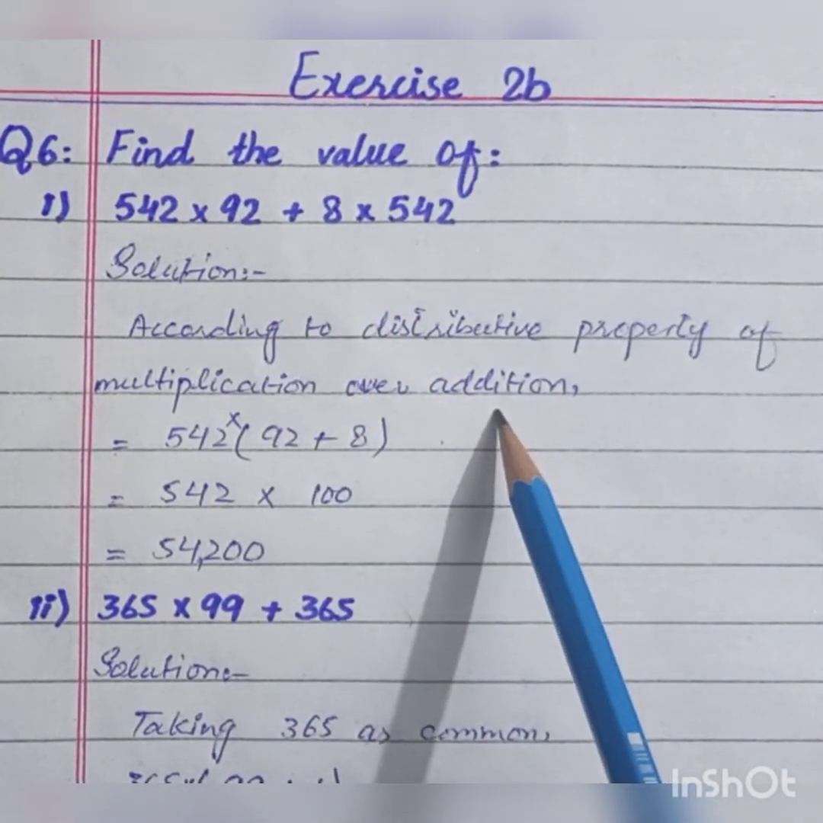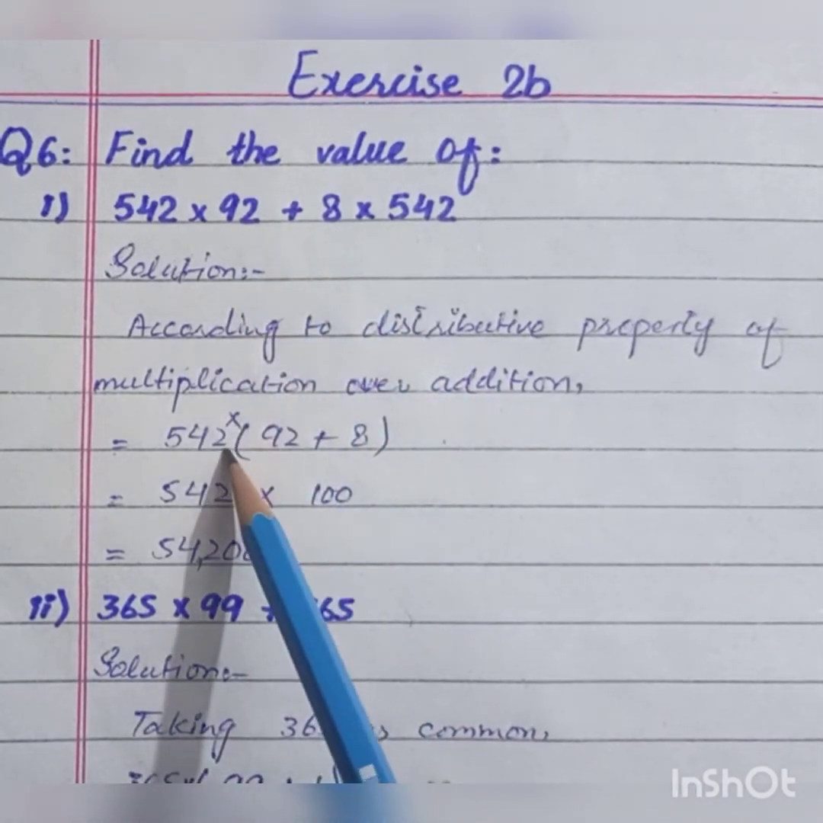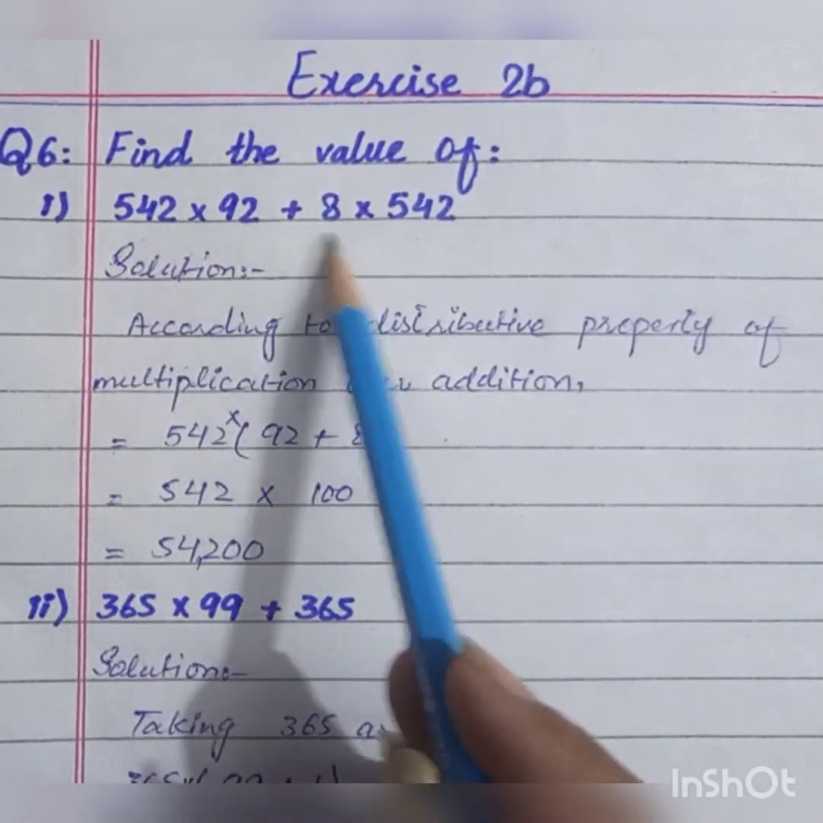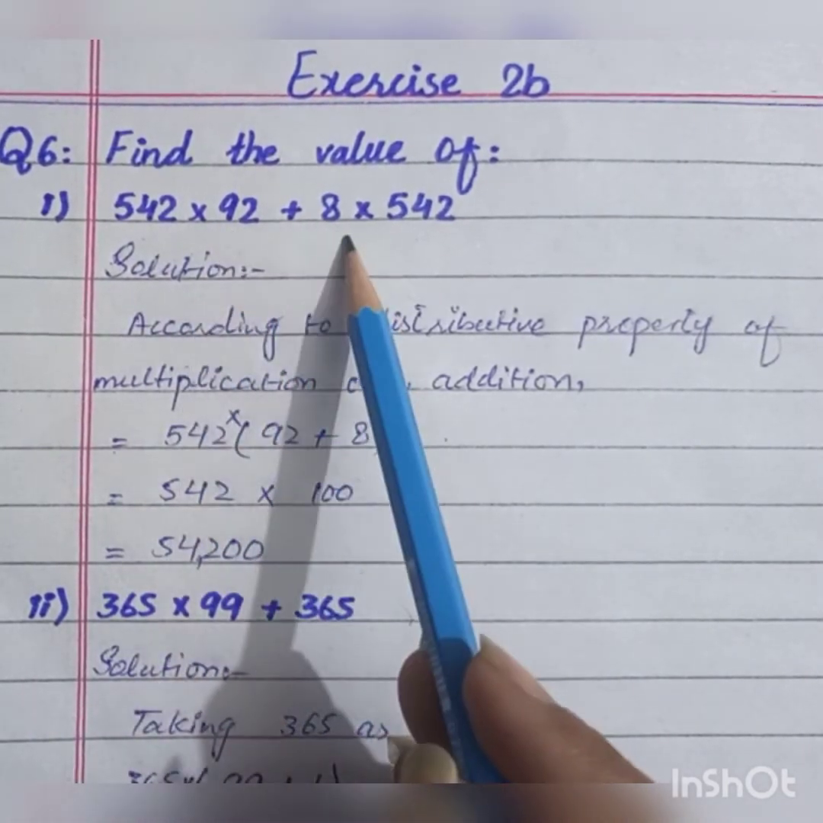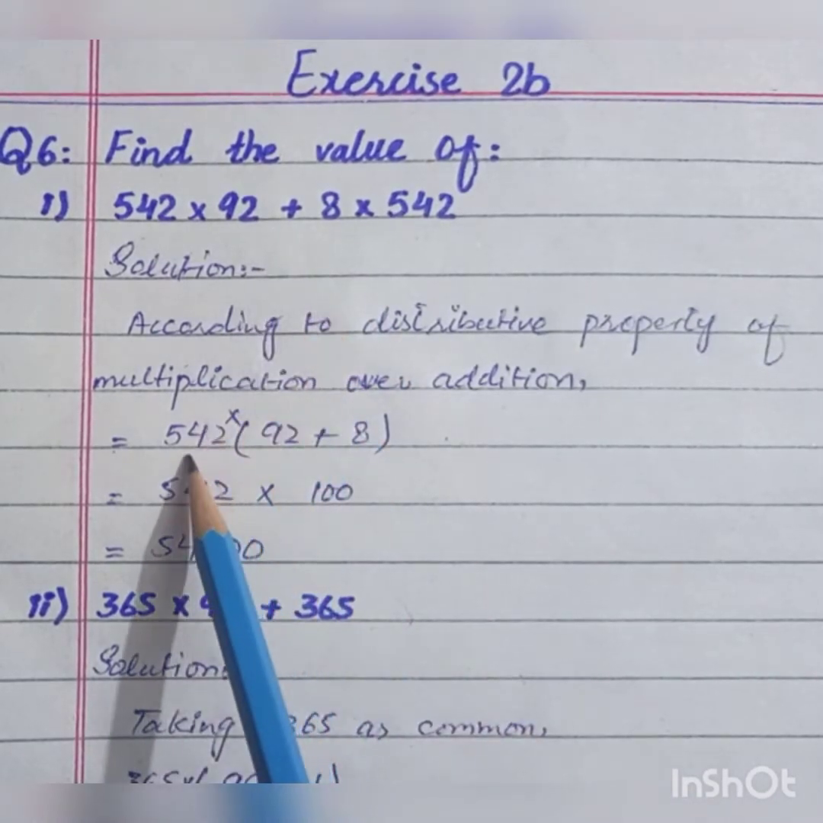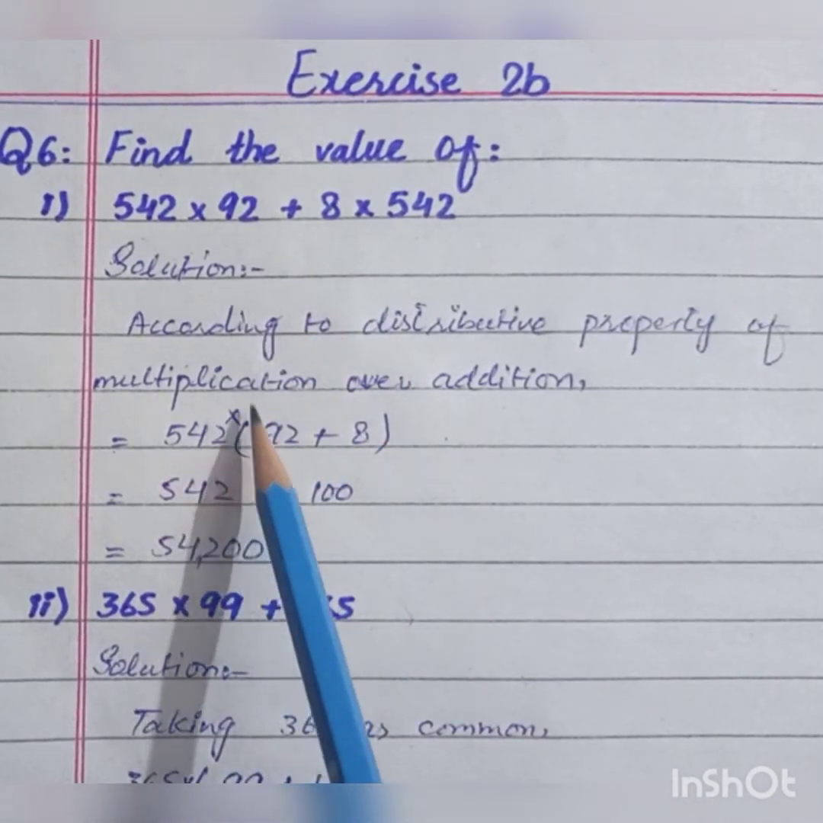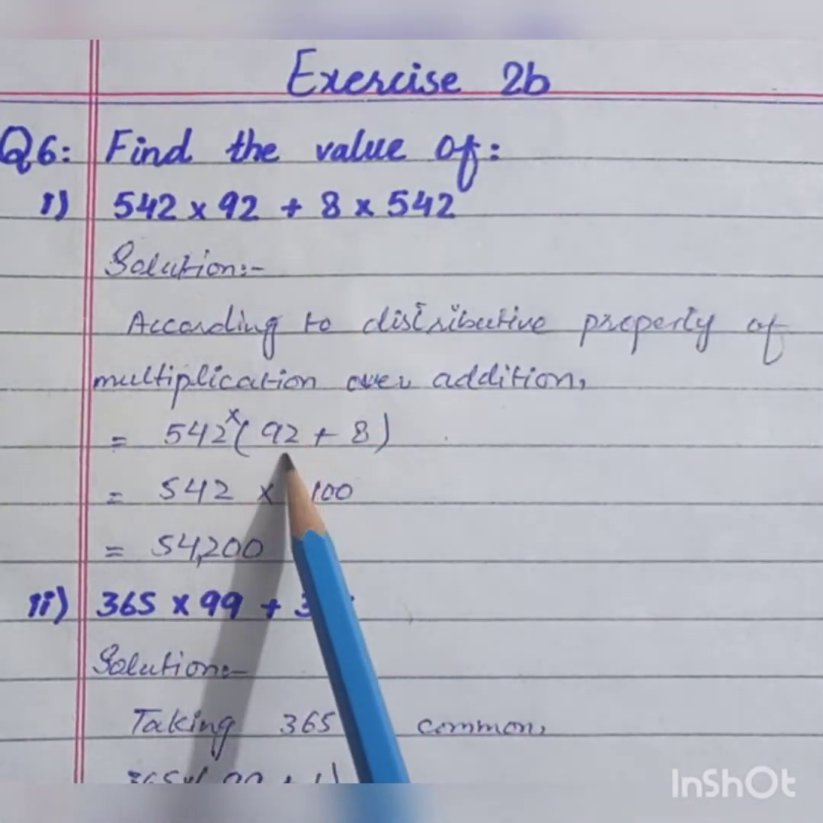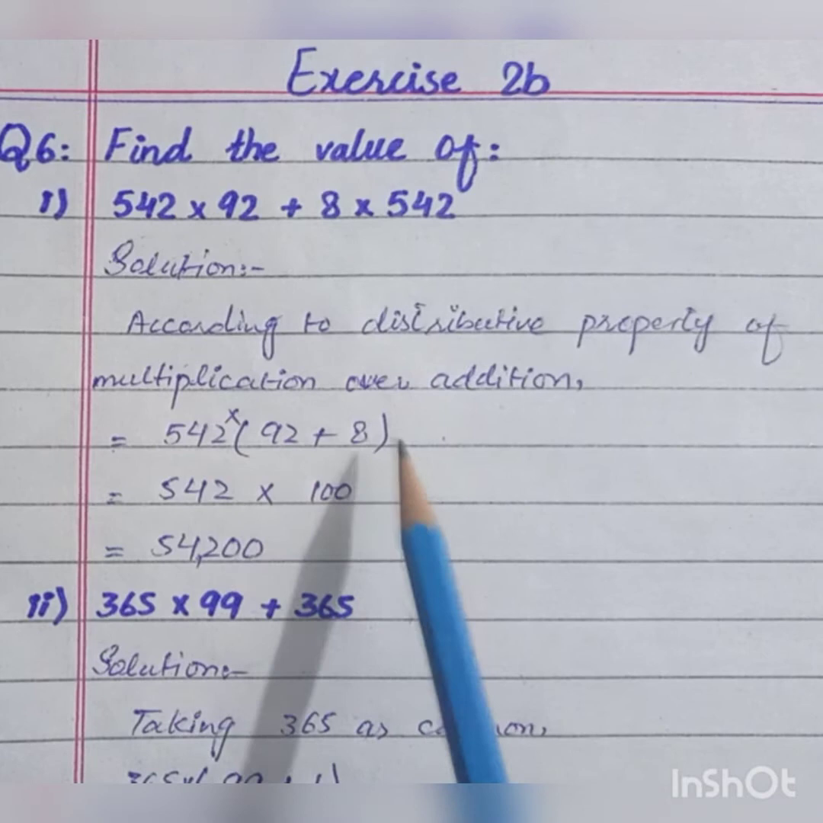How distributive property of multiplication over addition exists? Let's see. Students, here we can see that 542 number is multiplying to the both 92 and 8, and both of these values are adding up. So let's take common 542 multiplying by, the remaining term would be 92 plus 8. I have written here 92 plus 8.